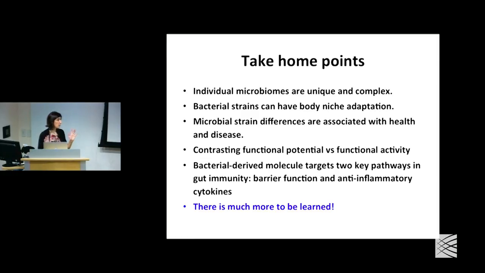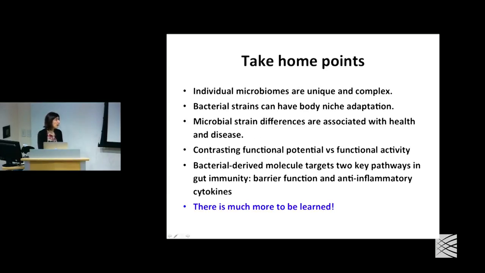And so the big take-home points that I want to leave you with is that we're looking at the microbiome in lots of different ways. Individual microbiomes are unique and complex between individuals. There are differences in the strains of a given bacteria that are present, and these strains can actually have niche adaptation even within your mouth. Different parts of your mouth can have different strains of a given species. There are differences in the strains that we observe in disease, so as we start to look more at the strain level, I think we're going to see more of this.